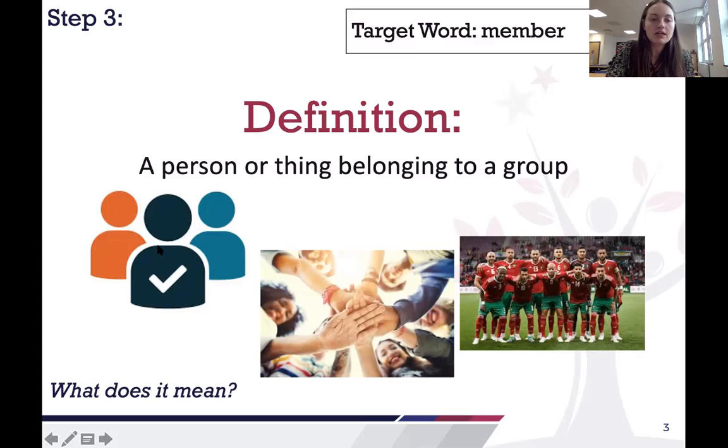And I've got this little image here of 3 people and a tick because they are a member of this group of people. Is there anything that you're a member of? If you think there is, tell somebody in the room. What are you a member of? Maybe you're a member of a football team or a sport, or maybe you go to church or mosque.